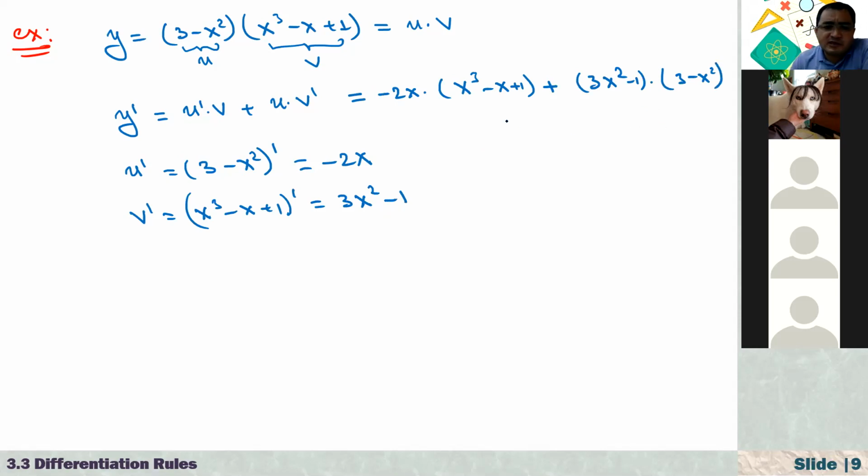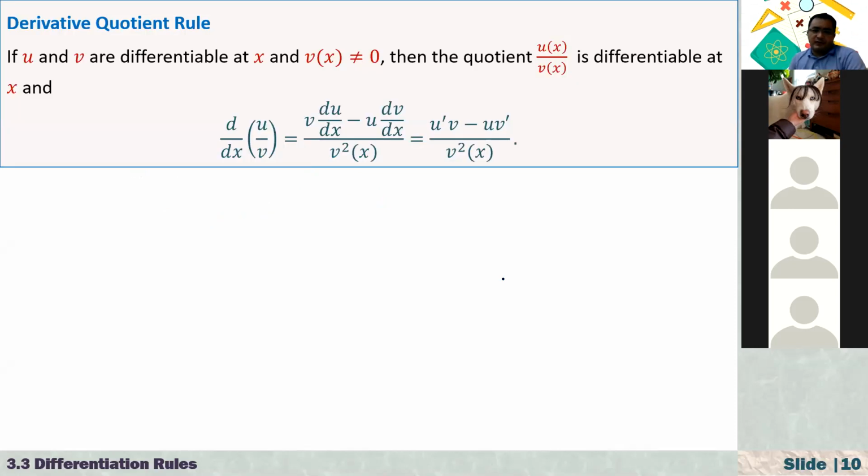Of course, sometimes if we just expand this and differentiate, maybe it will be much faster. But still, sometimes you cannot do that. We have to differentiate in this way, especially, for example, when u is a trigonometric function and v is some different function. If you expand this, it gets very complicated. That's just one example using that property.